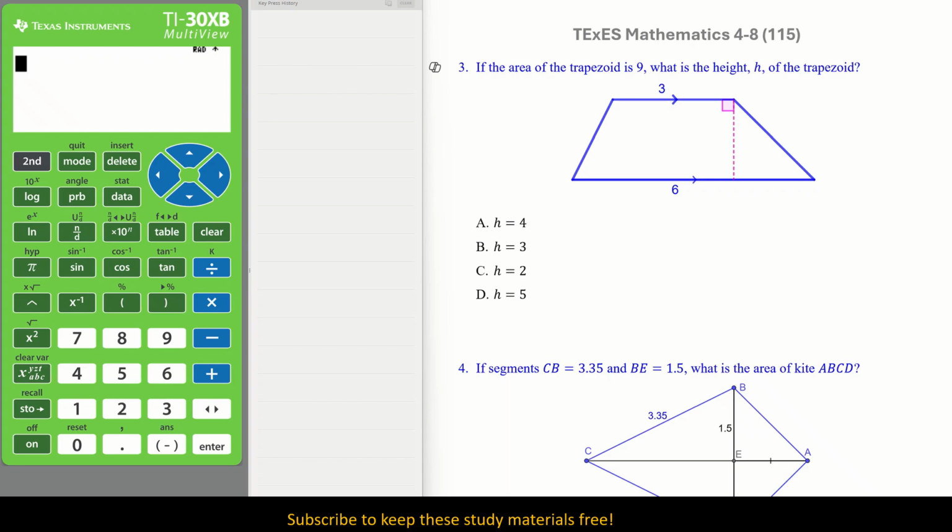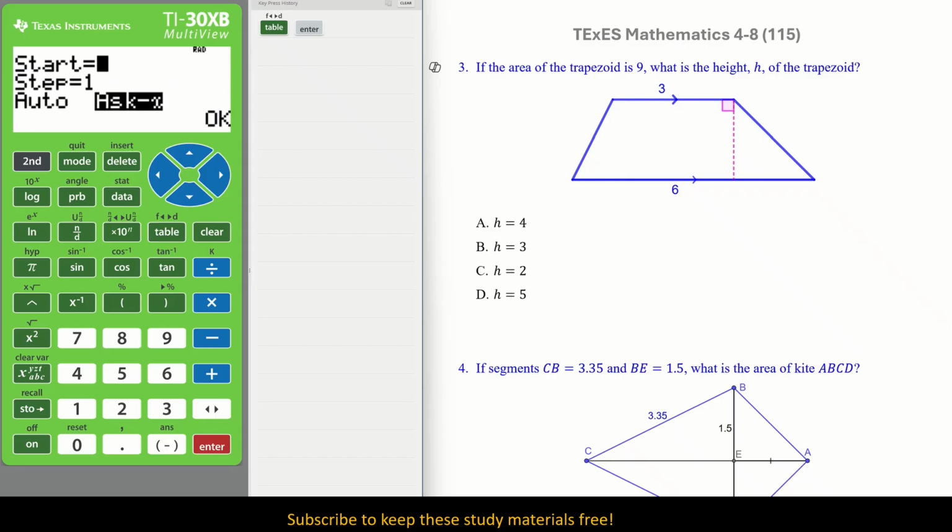Number 3, if the area of a trapezoid is 9, what is the height h of the trapezoid? Now you might be very tempted to write things down and solve. Let's not do that. I say we use our table function. So press table, clear everything out.